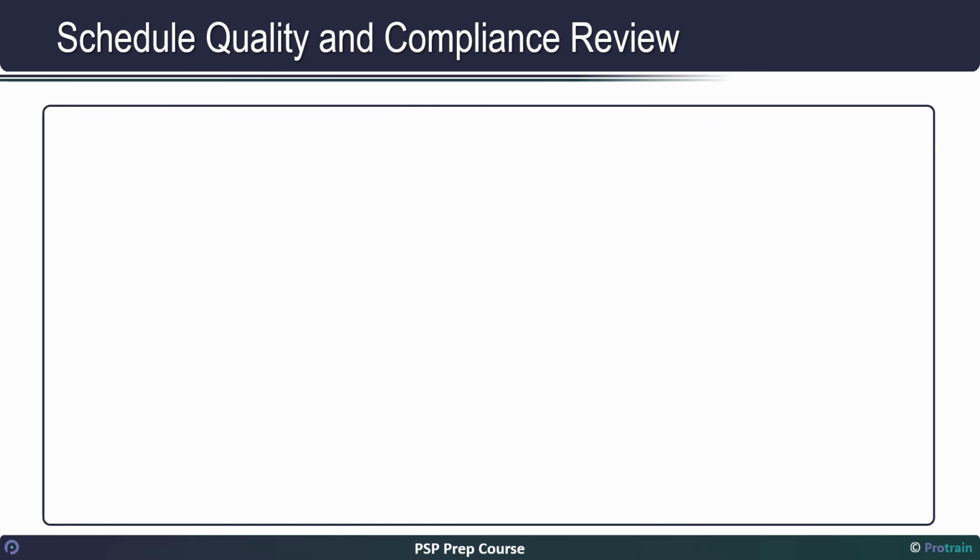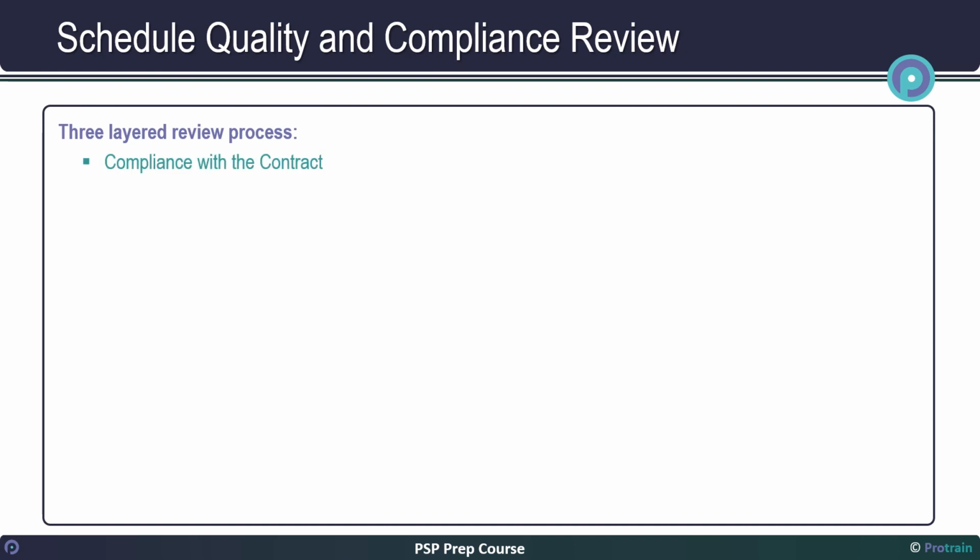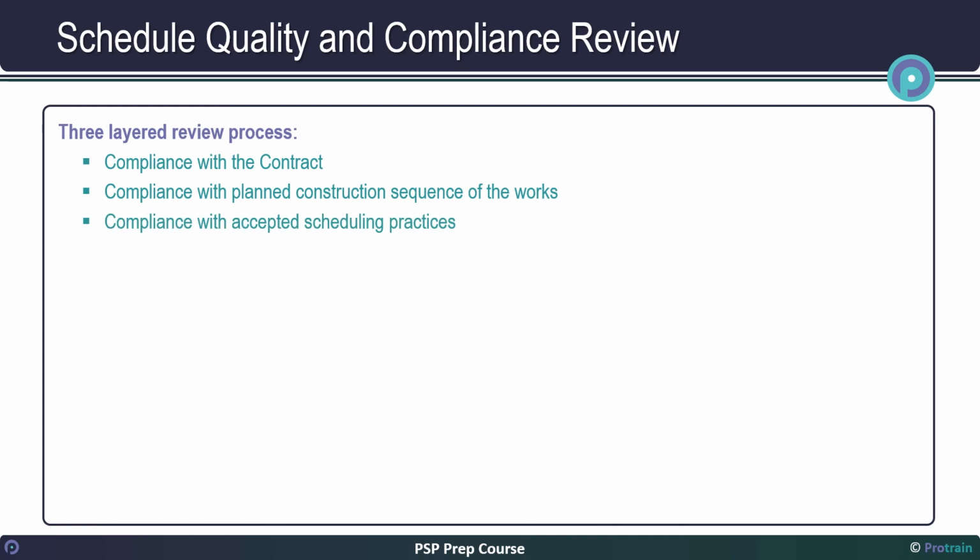Schedule quality and compliance review. Schedule quality and compliance review should be a three-layered review process. It includes compliance with the contract, compliance with planned construction sequence of the works, compliance with accepted scheduling practices.